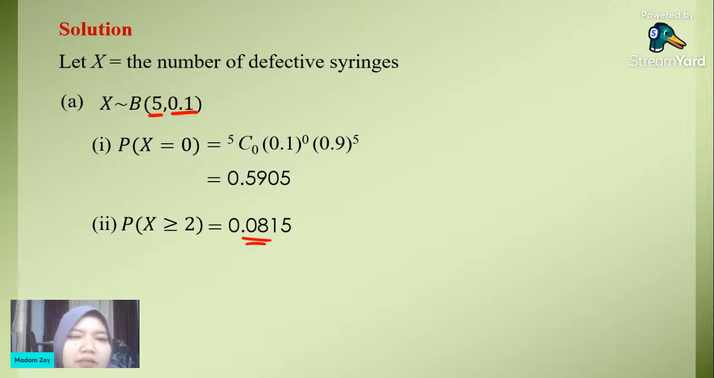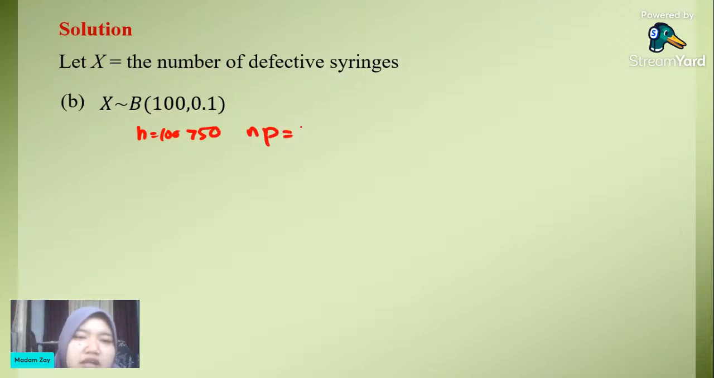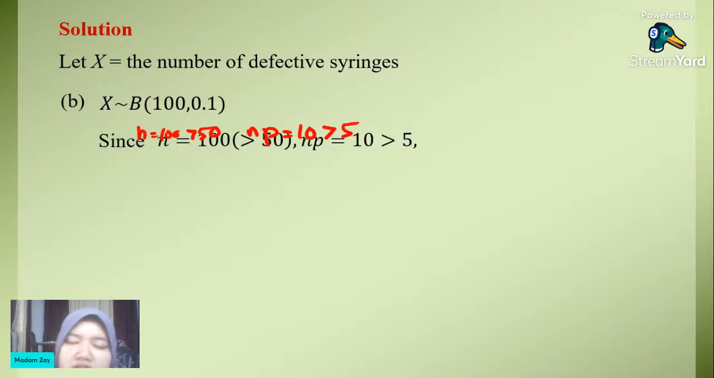How about question B? For question B, the number of shrinks is 100. This 100 is more than 50. So we check np, we get equal to 10, so more than 5. So what we need to do? We need to do continuity correction.